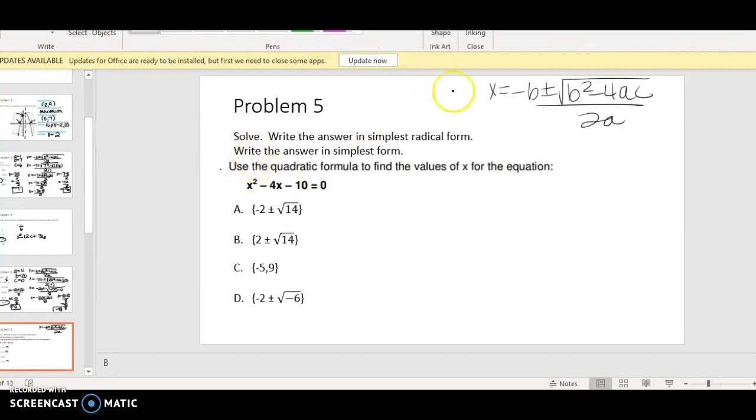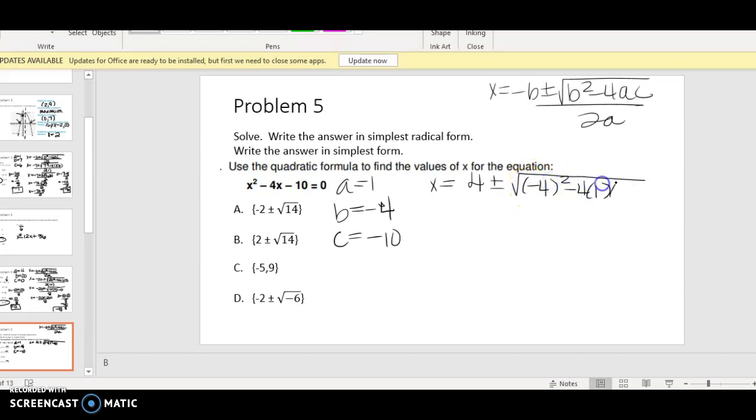Okay, so what I have here is the quadratic formula up at the top written for you. My A value is 1, my B value is -4, my C value is -10. So we start plugging in. X is the opposite of B, so +4 plus or minus the square root of, this is -4 quantity squared minus 4 times 1 times -10, all over 2 times 1.